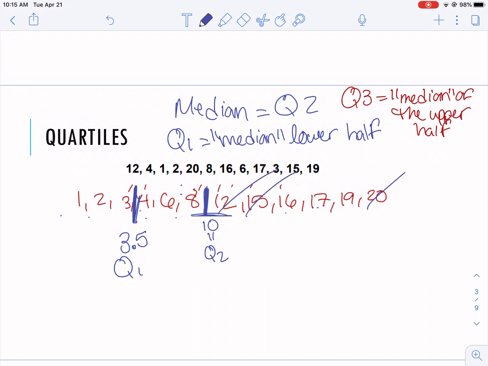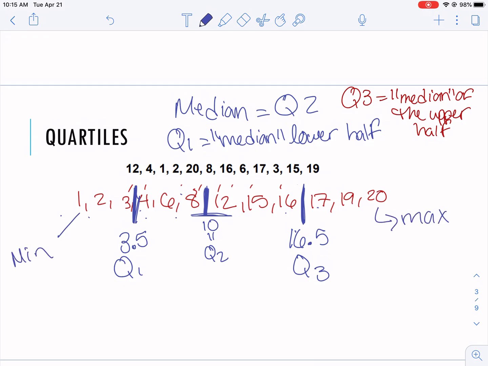And then I'm going to do the same thing over here. Cross, cross, cross, cross, cross, cross. It's going to be this number in the middle. So if I add 16 plus 17 divided by 2, I get 16.5. That's quartile 3. Then this here is my minimum, and this here is my maximum.